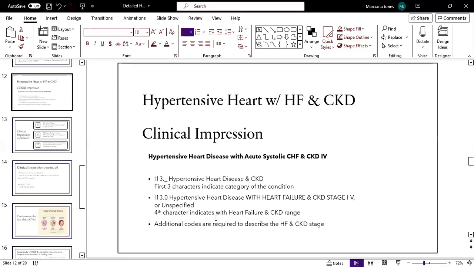And the fourth character indicates with heart failure in CKD. The fourth character is the 0. And it indicates with heart failure in CKD. And you see here, there's just 3 characters. It doesn't say heart failure. This one says heart failure in CKD, the range of the CKD.